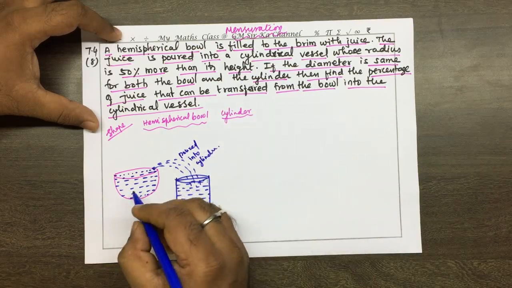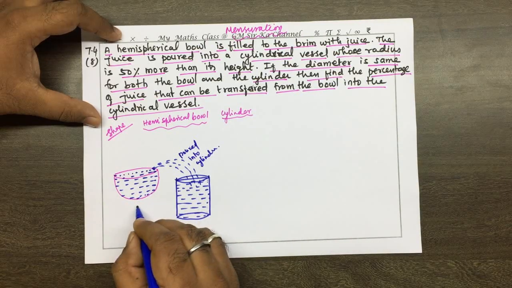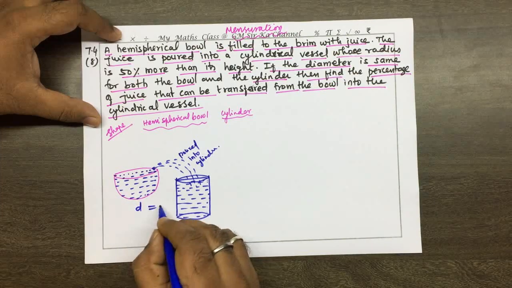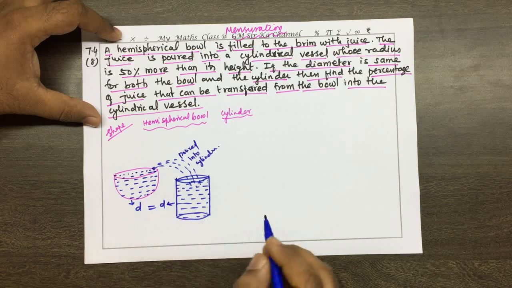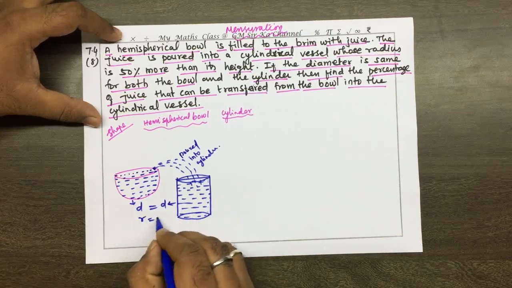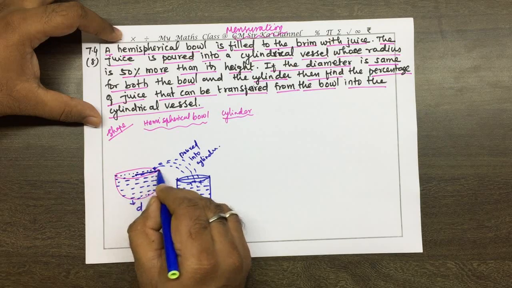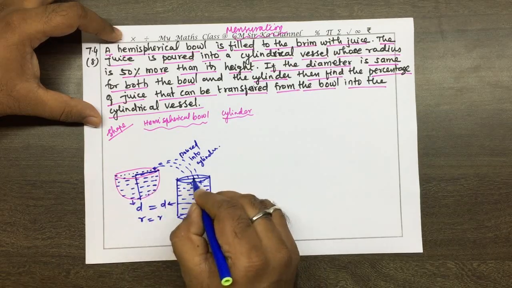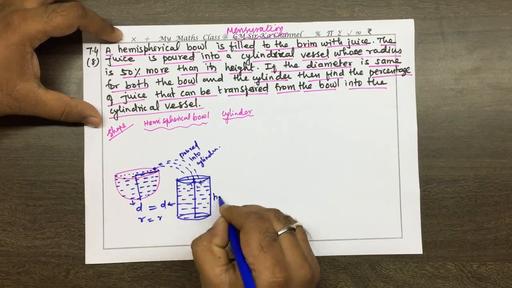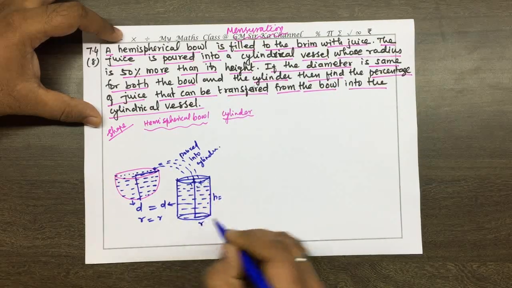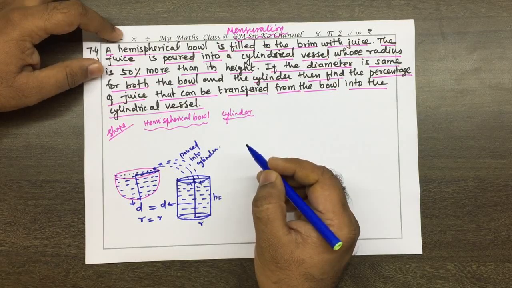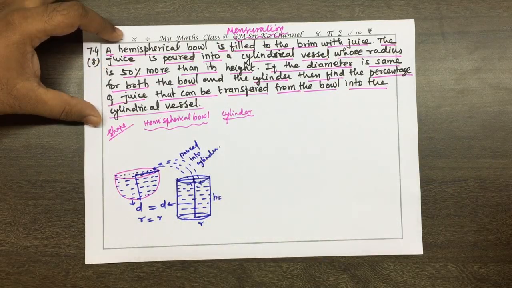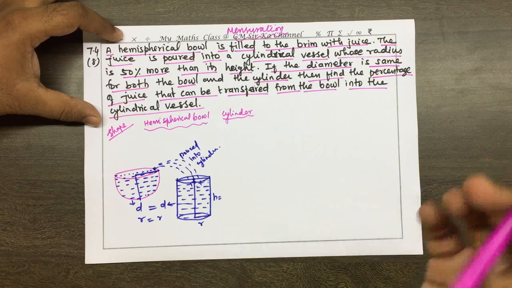Here we have the diameter of this equal to the diameter of the cylinder, therefore the radius of both will be the same, and we have the height and radius for the cylinder. So we have to find the radius first.